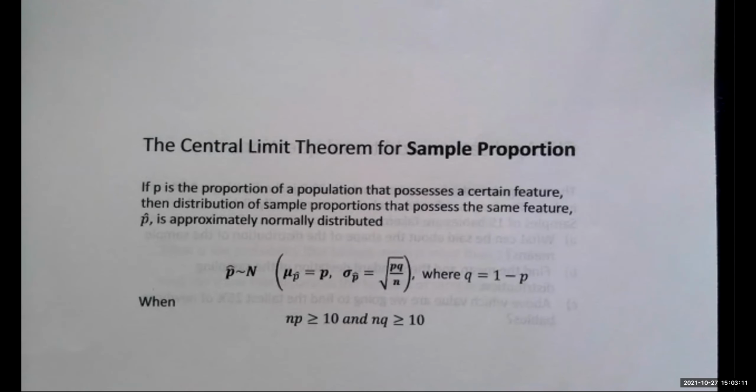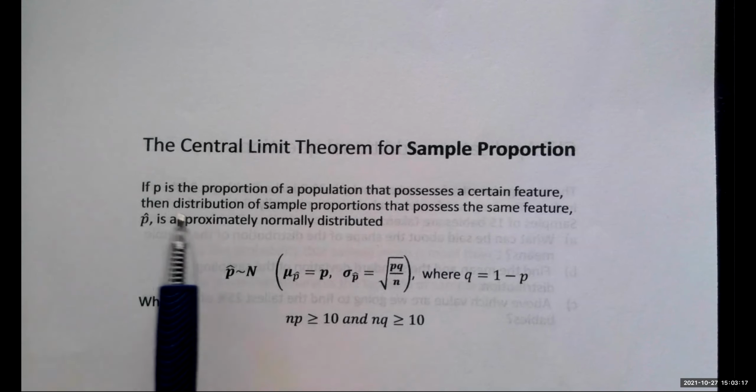The central limit theorem for sample proportions states that if p is the proportion of a population that possesses a certain feature, then the distribution of sample proportions that possess the same feature, denoted as p hat, is approximately normally distributed if or when n times p is greater than or equal to 10 and n times q is greater than or equal to 10, where, if you remember, q is 1 minus p.